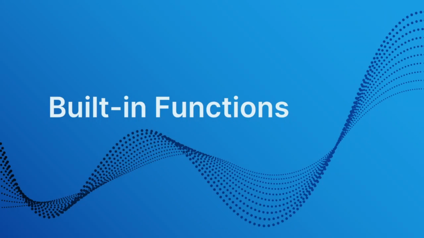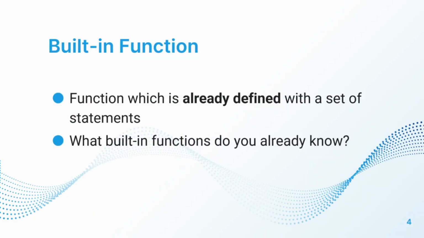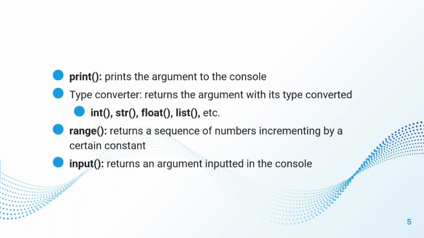We explicitly call them built-in functions. Built-in functions are functions that are already defined with a set of statements. You don't have to use the def keyword to define them. In fact, you already know many of the built-in functions. For example, the print function prints the argument to the console. When I say argument, I mean what you pass into the parentheses that come after the function.